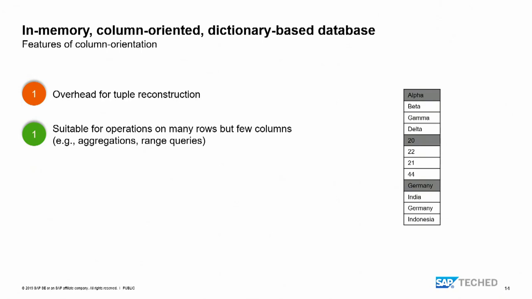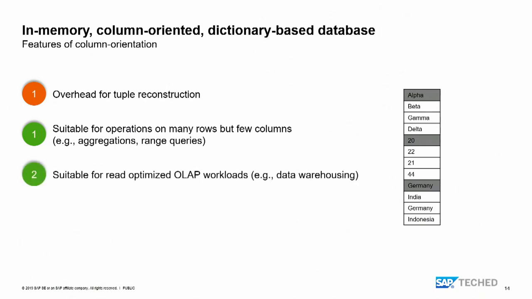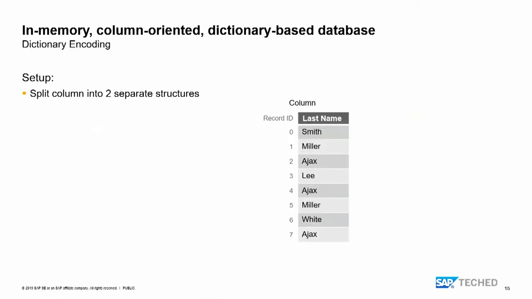On the other hand, this is the huge advantage if you have operations on many rows, but only on a few columns. For example, calculate the average of all ages. That's pretty fast now, because they're consecutively stored in main memory. And those types of operations, you have them in OLAP workloads, for example, in data warehousing scenarios. And lastly, dictionary encoding is possible with column orientation. And what dictionary encoding is, I will talk about next.